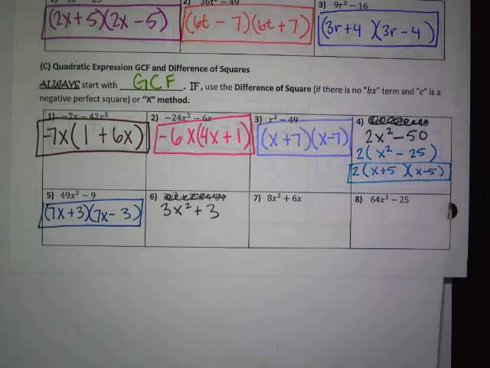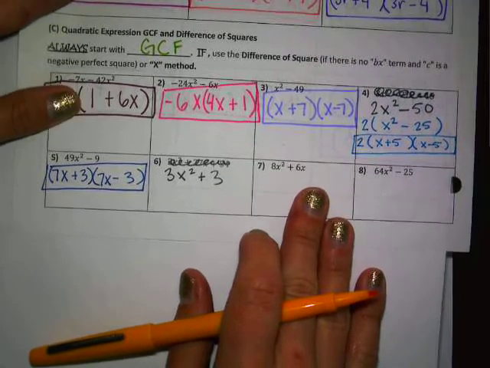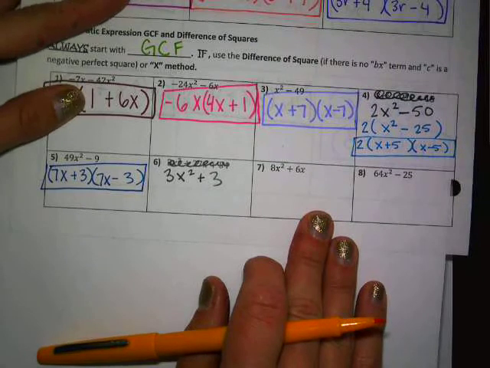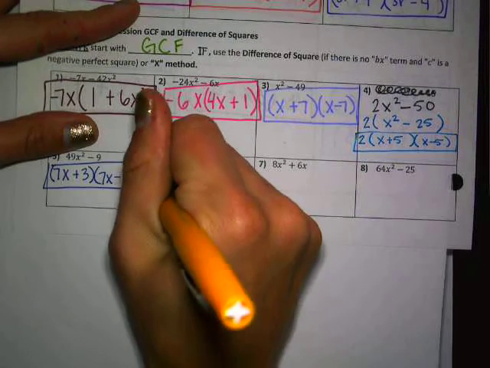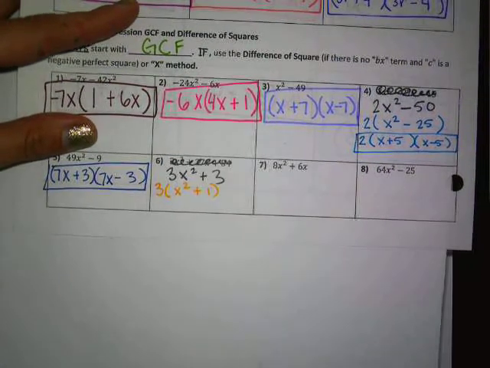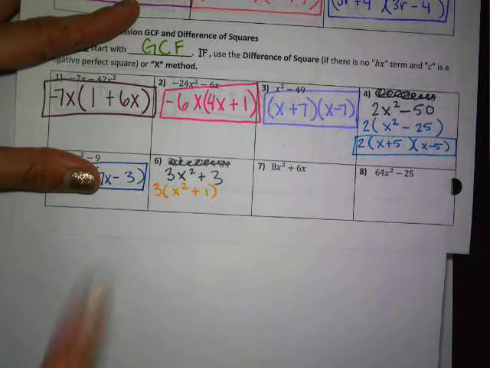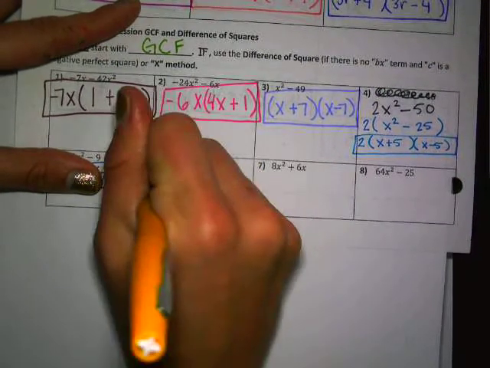Faith, wake up. All right, almost done. Number 6, if you're talking, please quit. Number 6, what's the GCF? 3. When you take a 3 out, you're left with x squared plus 1. Is that a difference of squares? No, because it's a plus sign. So that's as far as you can go.